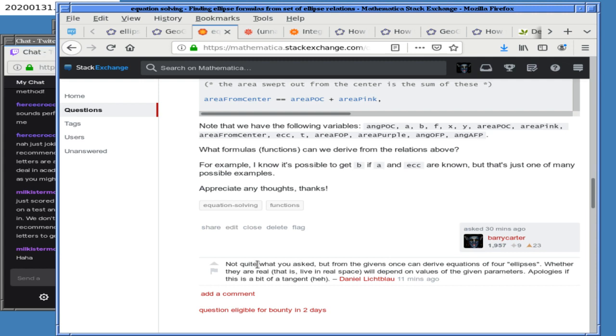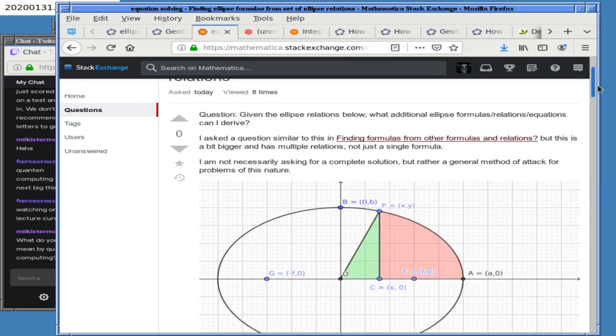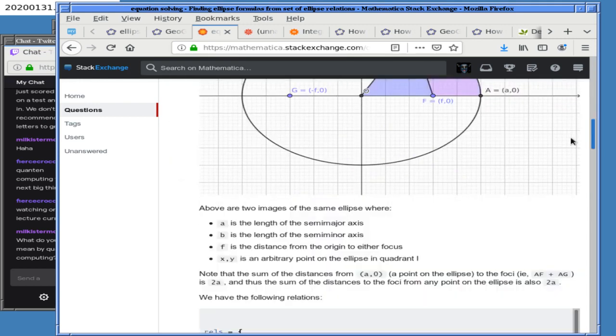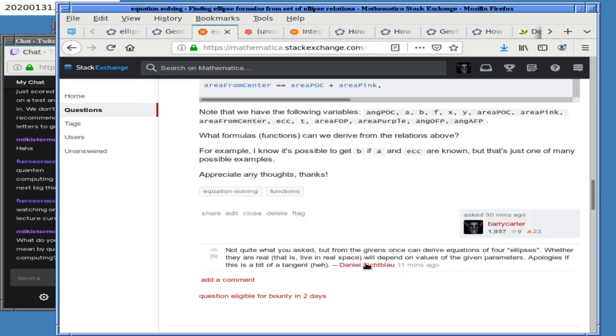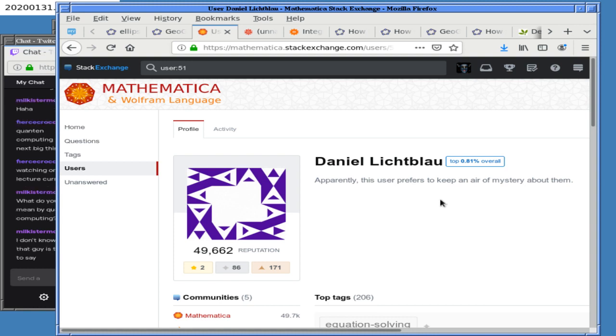Wow. I like the fact that this answer has absolutely no meaning in real space, will depend on the values of the given. I already drew the ellipses and there's only one of them, which clearly someone missed the word same here, so apparently he thinks it's two different ellipses. The problem is this guy's actually pretty smart. I'm surprised that he's doing this. He's like in the top, he's up there.